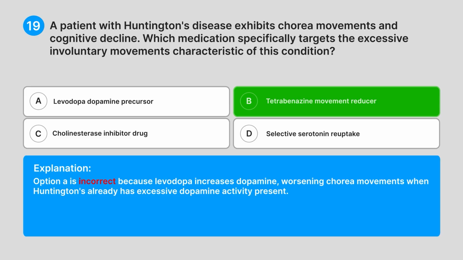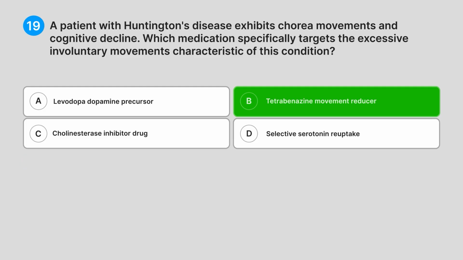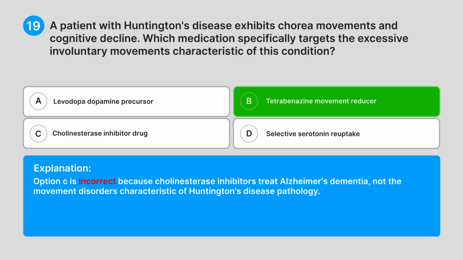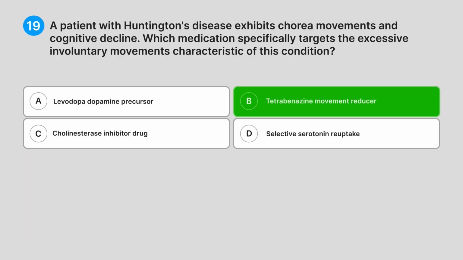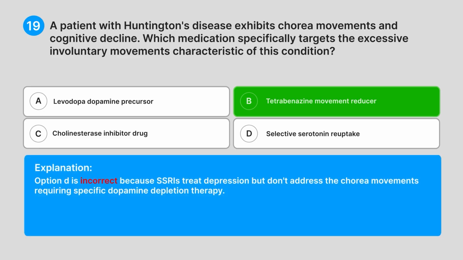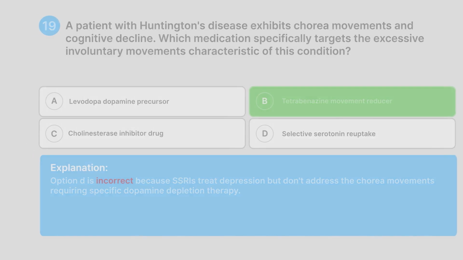Option A is incorrect because levodopa increases dopamine, worsening chorea movements when Huntington's already has excessive dopamine activity present. Option C is incorrect because cholinesterase inhibitors treat Alzheimer's dementia, not the movement disorders characteristic of Huntington's disease pathology. Option D is incorrect because SSRIs treat depression, but don't address the chorea movements requiring specific dopamine depletion therapy.